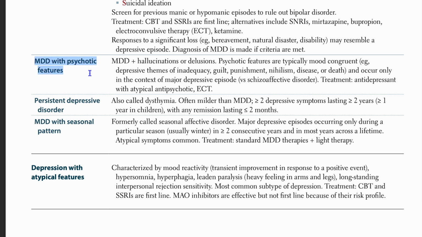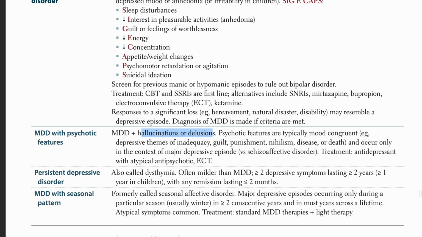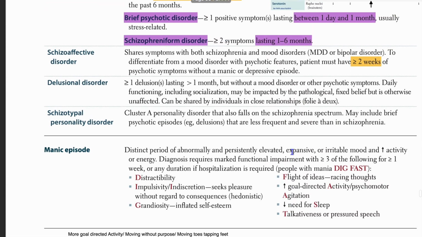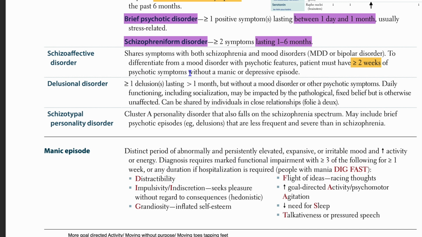Major depressive disorder with psychotic features, MDD plus hallucinations or delusions. Okay, so if you have MDD plus any of these symptoms over here, then you can say that it's MDD with psychotic features. And for it to be psychotic, you've got to have hallucinations or delusions. Psychotic features are typically mood congruent. For example, depressive themes of inadequacy, guilt, punishment, nihilism, disease, or death, and occur only in the context of a major depressive episode, versus schizoaffective disorder. Remember, for schizoaffective disorder, you've got to have more than 2 weeks of psychotic symptoms without a manic or depressive episode.